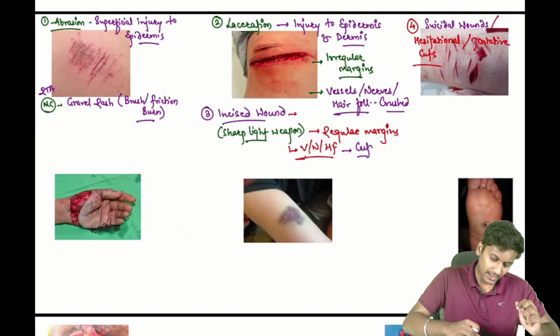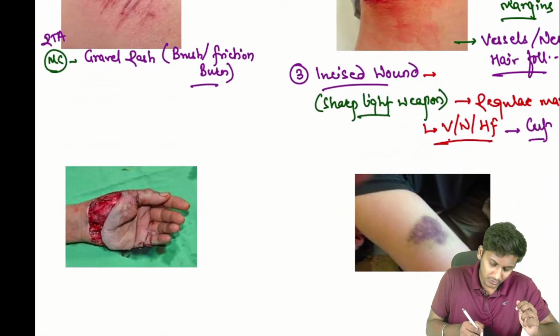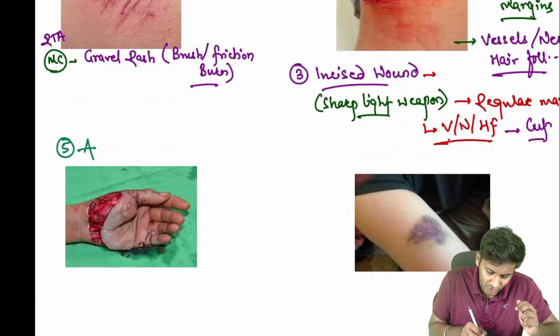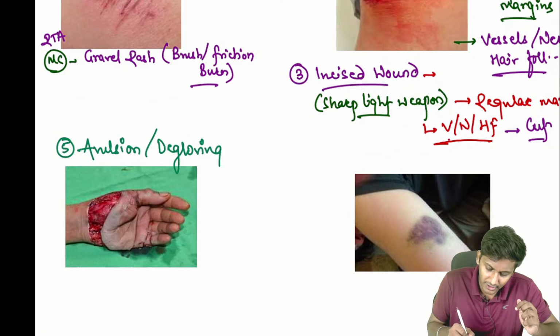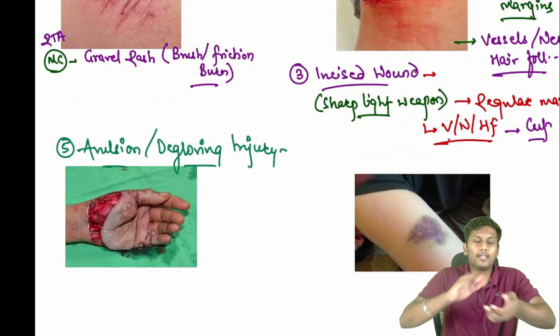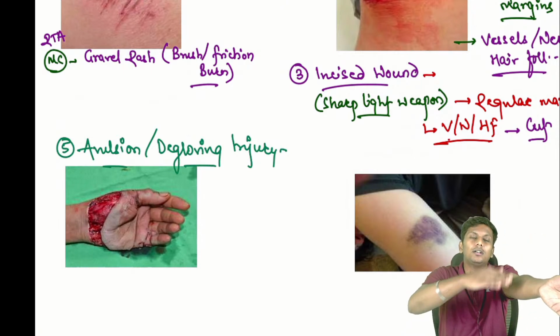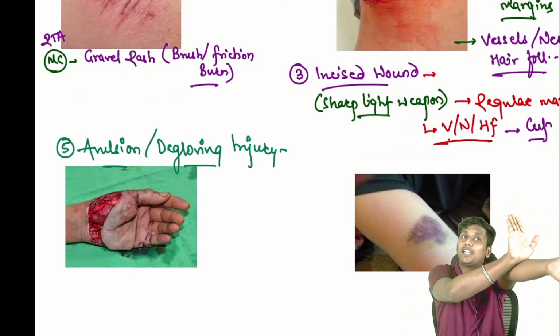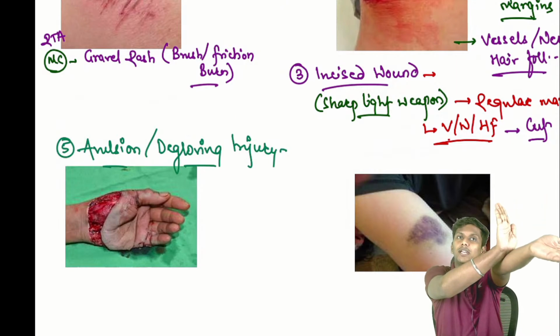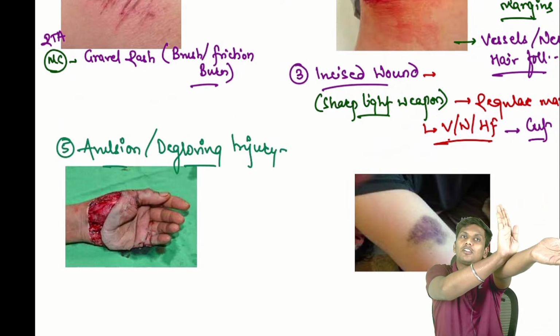Okay? Next important is this one, bache. This is what is called as an avulsion or a degloving injury. Now what is an avulsion or a degloving injury? When there is a flap which is formed. For example, there was some injury over here and now my skin has been separated from the underlying structures. मेरी skin अलग हो गई नीचे वाले हिस्सों से. So definitely there is a flap which is formed.